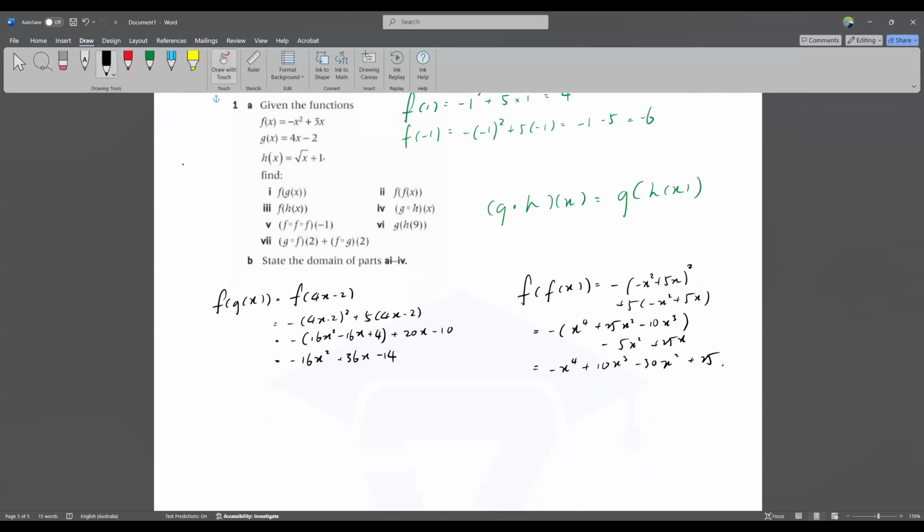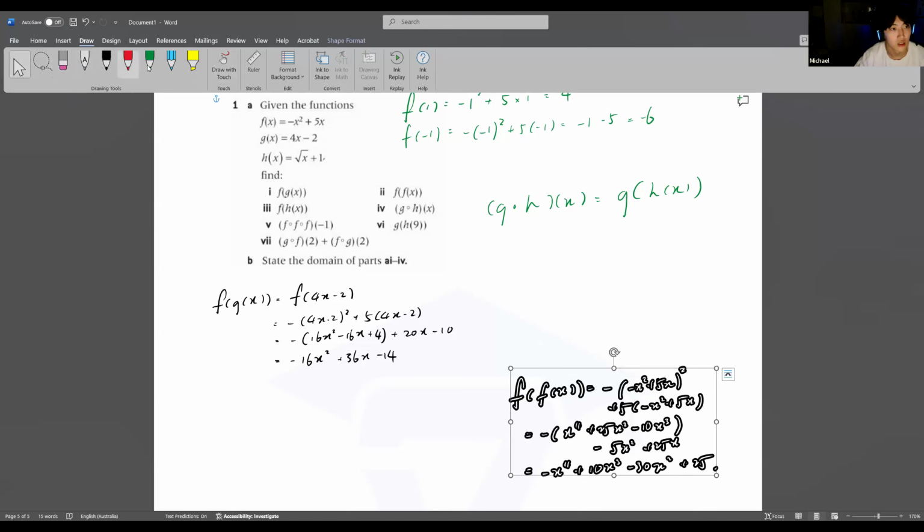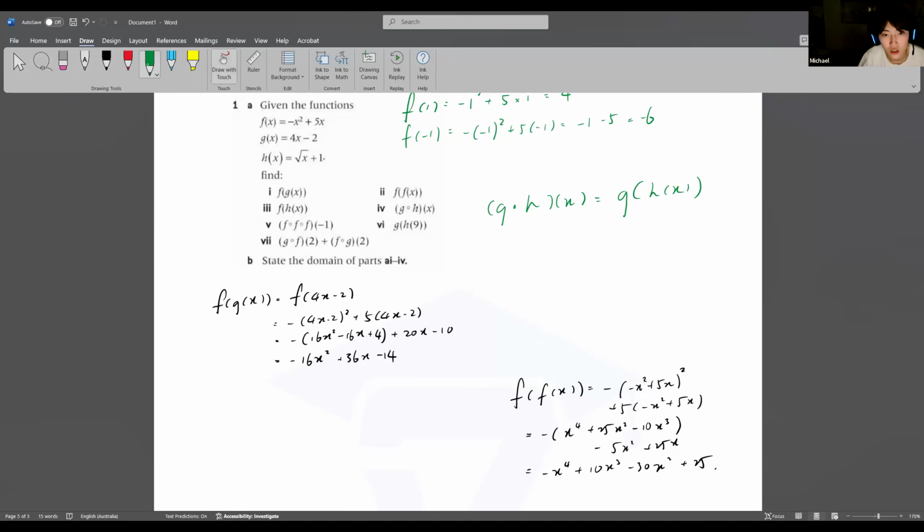Hannah? I finished the starting bit, but I didn't get the final answer. Okay, sure. In that case, let's do question 4 and then let's see what we can get. So we get g of h of x. So g is 4x minus 2, and h is, you plug that in.